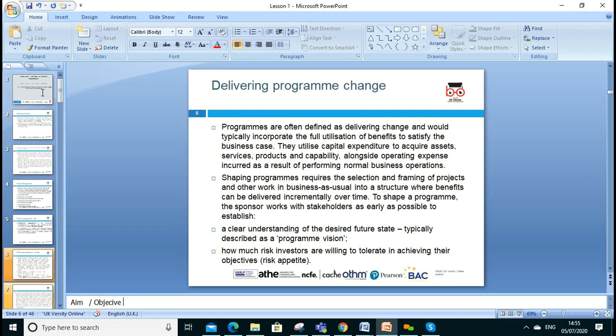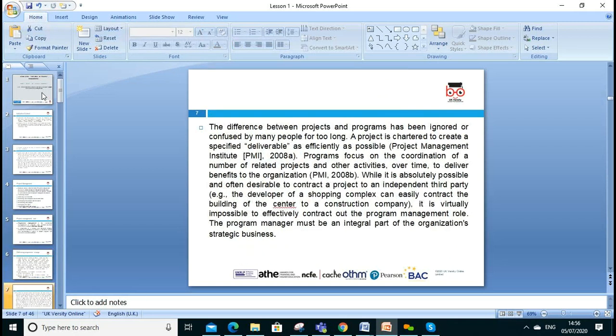Anyone? So think about aims: the aim is what you will do, and the objective is what you will achieve. The aims of your program and the objective of your program need to be clear. How much risk will the investor be willing to tolerate or achieve, and what objective will be their risk appetite, how much risk they can take.